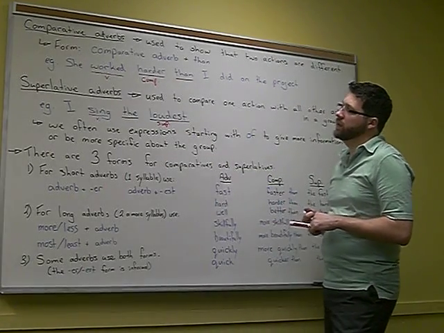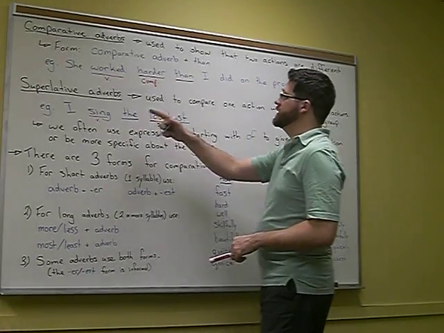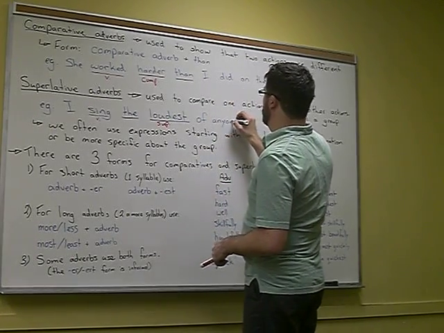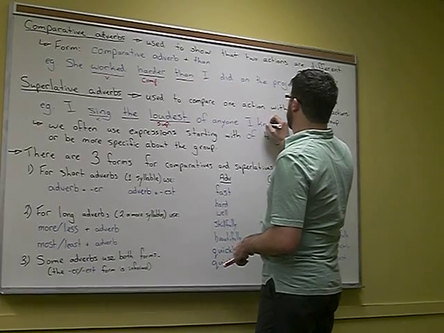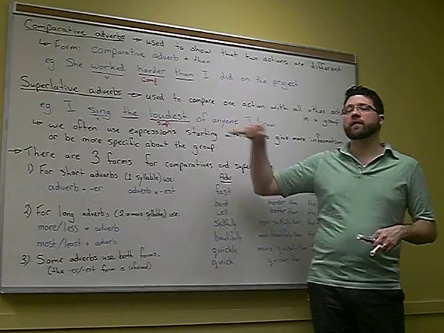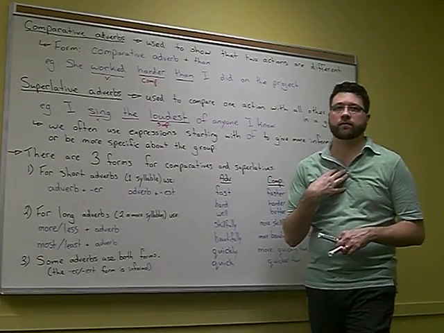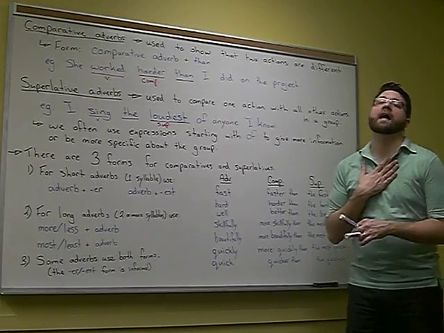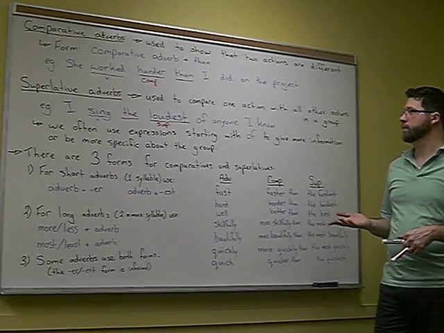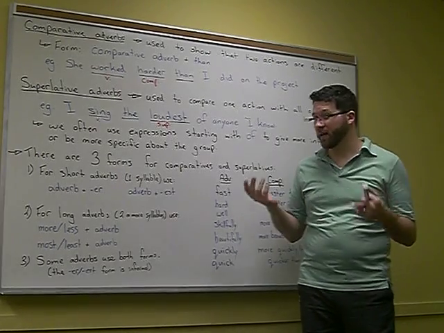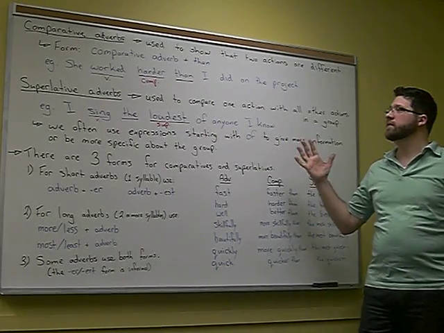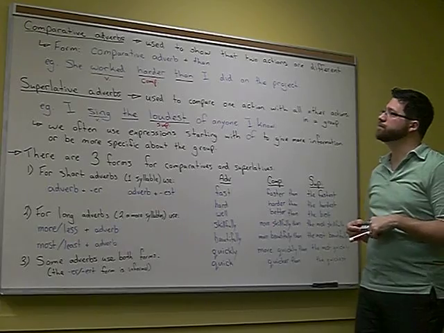So for example, in my form here, I sing the loudest, I can add of anyone I know. And this means with only the people that I know. And from all of them, I sing the loudest. I am number one for volume. Maybe I'm not the best singer. Maybe my quality is not good. But for volume, I am number one.